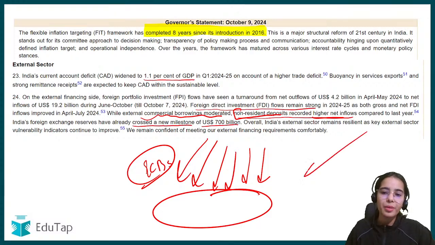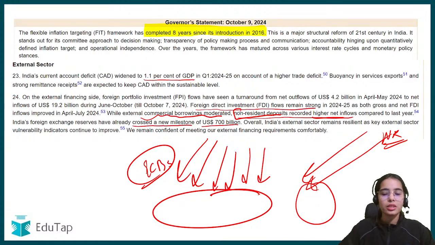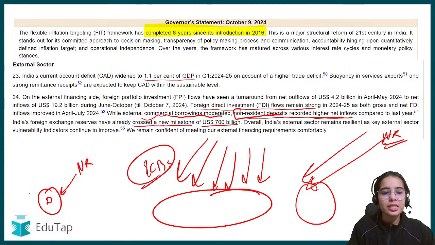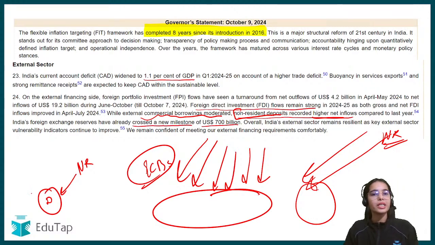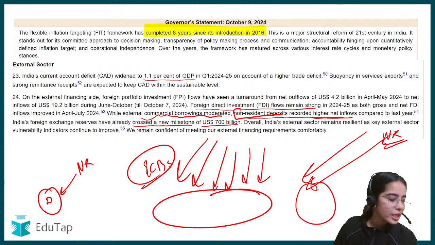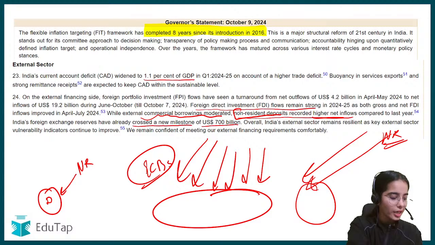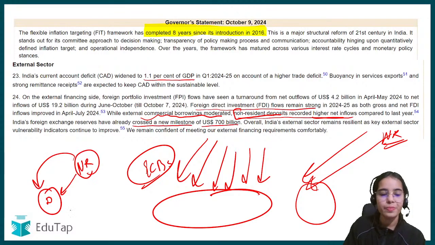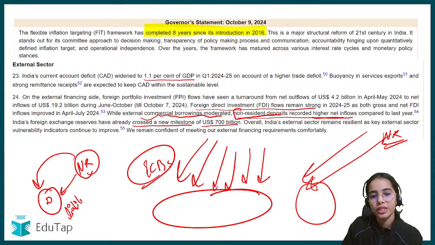So there are more and more deposits of the non-residents that are coming to India. If the non-residents are depositing their money in India, is it an asset for our country or a liability for our country? Can anyone tell me? So if the non-residents are depositing their money in our country, that is a liability for our country, or the liability for the bank, because the bank will have to return the money whenever the non-residents demand.